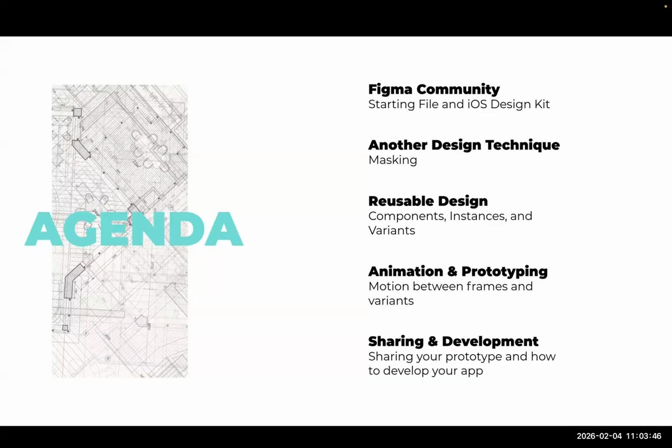We'll learn one last design technique that I think is really cool, and that's masking. It's basically just using a shape to tell an image or something behind it where it should be constrained to. We'll then jump into what we were covering last week with the components and the instances and the variants with our reusable design stuff. We'll do our animation and prototyping, and then I'll show you, once everything's done, how you would share this with other people so that they could click through something for you.